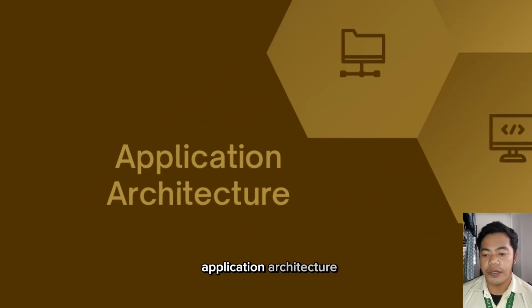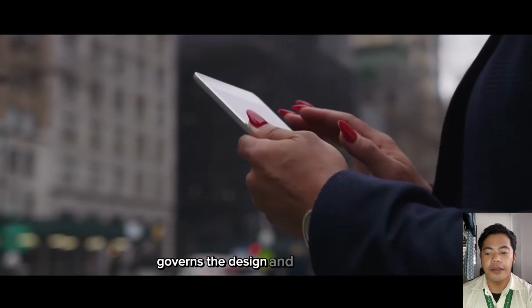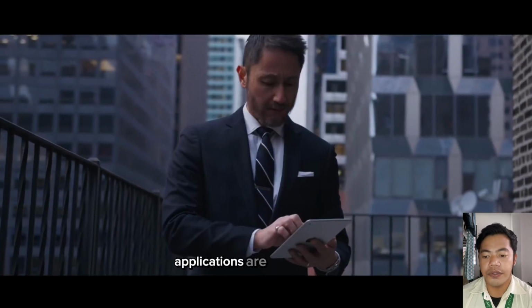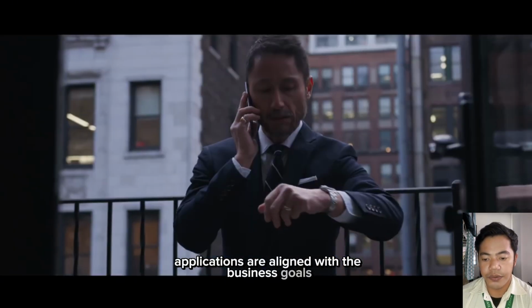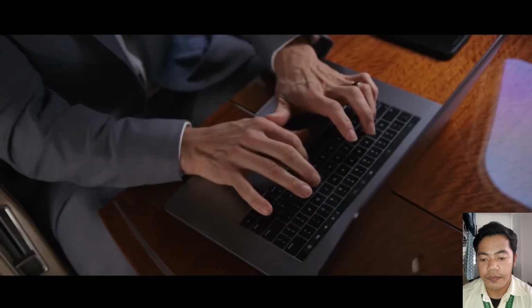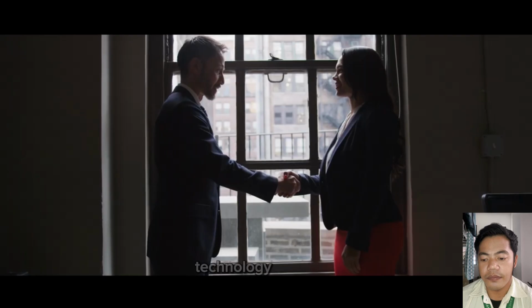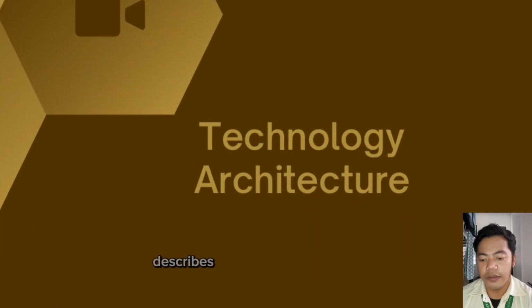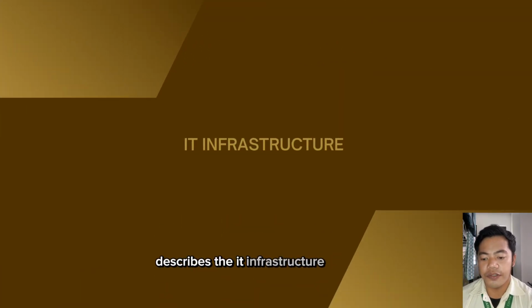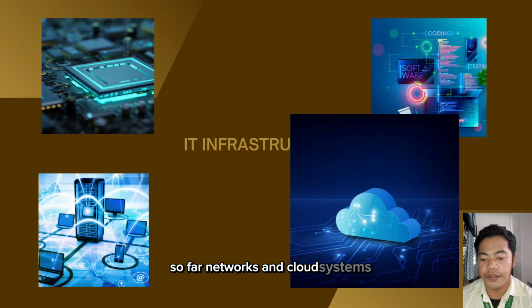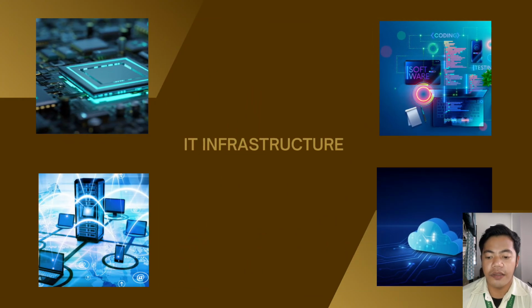Application architecture governs the design and deployment of software applications. It ensures that applications are aligned with the business goals, scalable, and integrate well with other systems. Technology architecture describes the IT infrastructure, including hardware, software, networks, and cloud systems. It defines the technical environment needed to support the other domains.